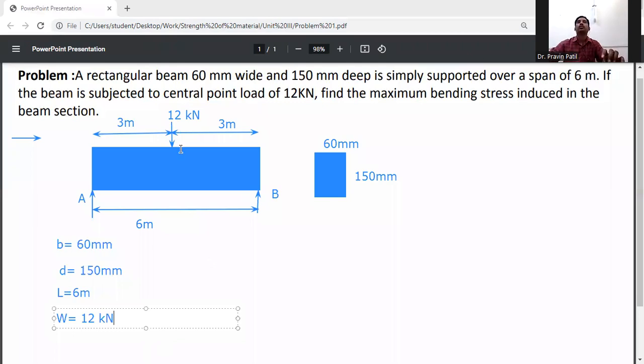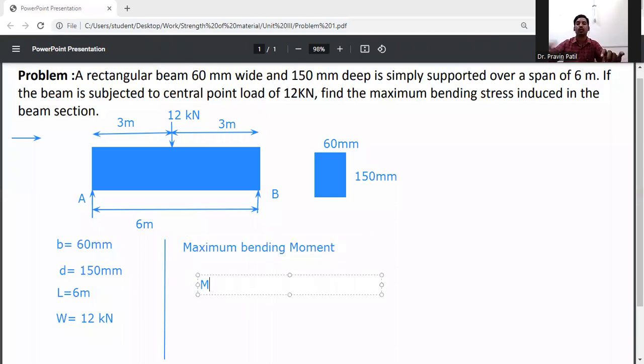Okay. So first of all, calculate the bending moment. Maximum bending moment, when it is a simply supported span and a central point load acts, is M max is equal to WL by 4. So W into L by 4. When the beam is simply supported and the central point load acts, M max is equal to WL by 4.